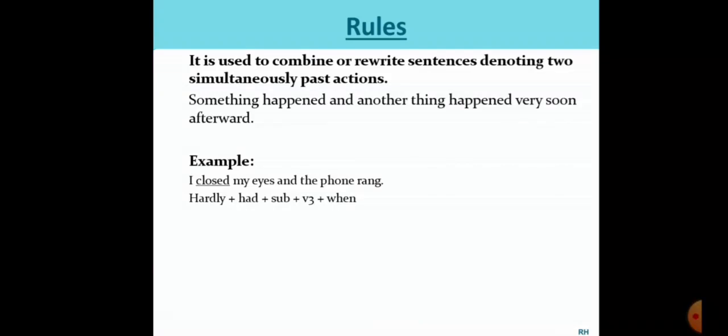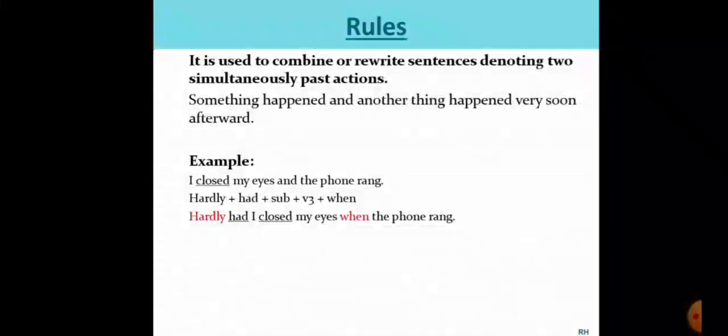The word "had." Okay. Then we will have the subject, that means we will have "I." And then we will have the third form of verb, V3 form of verb. Okay. And then we will use "when" before the next action. So we'll have the sentence like, "Hardly had I closed my eyes when the phone rang." So as per the structure, I have mentioned the sentence: Hardly had I closed my eyes when the phone rang.